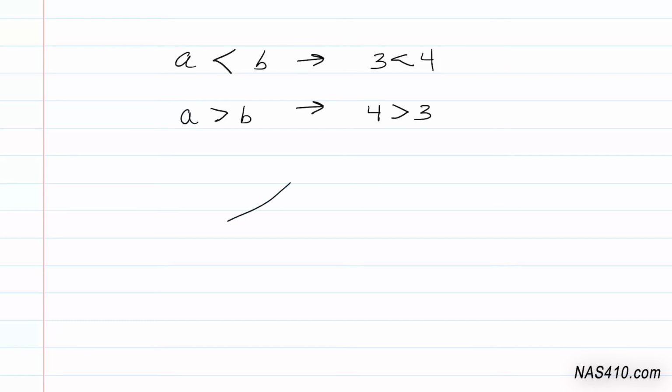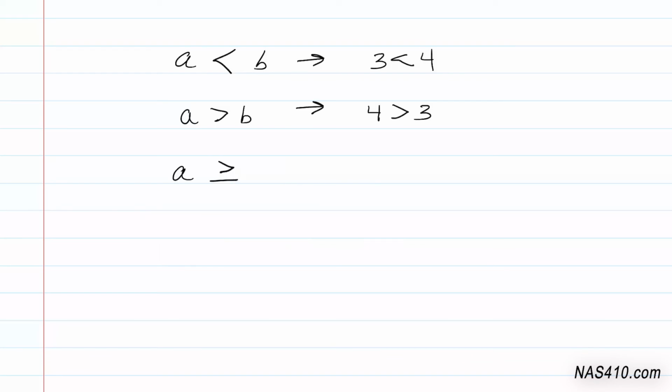I'm sure you remember this from elementary school. They teach you the little alligator symbol. This is essentially an alligator mouth, and the alligator is a hungry dude, so he's always going towards the bigger number. If I had the number 10 here and the number 5 here, the alligator would want to gobble up the 10 first because it's bigger.